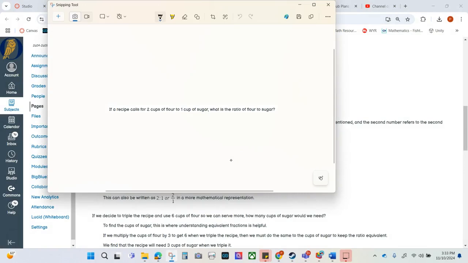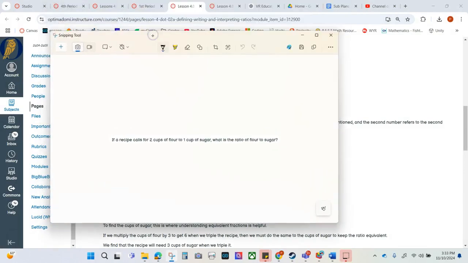If a recipe calls for 2 cups of flour and 1 cup of sugar, what's the ratio of flour to sugar? So first, what numbers do I need to look for? What things am I going to compare? I'm going to compare flour to sugar. Flour to sugar.